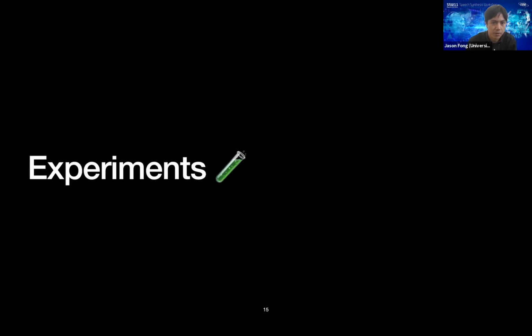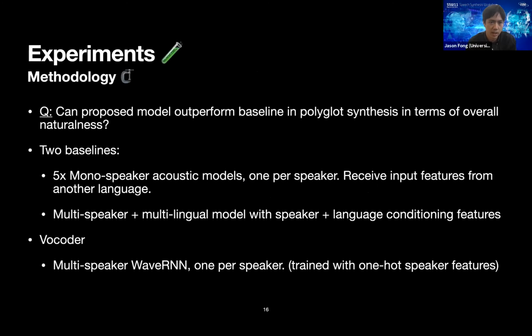And so onto our experiments. The main question we're trying to answer is, can the proposed model outperform a baseline in terms of naturalness? We don't really focus on code switching or speaker similarity in our experiments because I think we were most focused on trying to provide new voice identities for low resource languages.